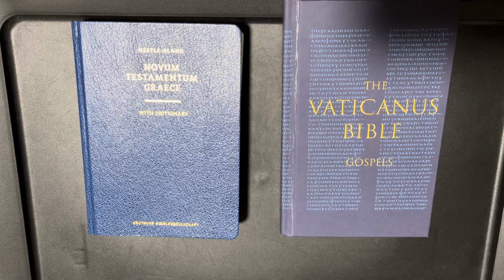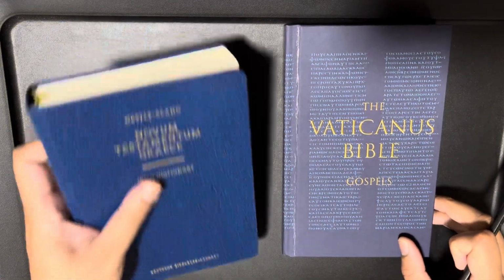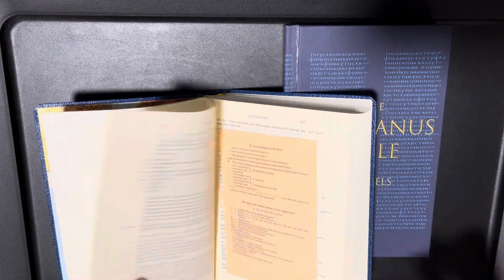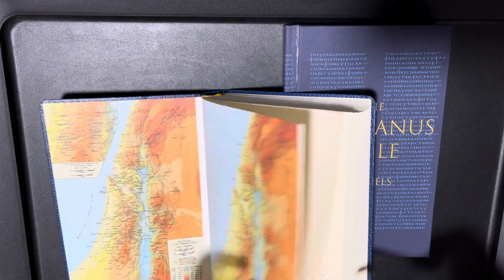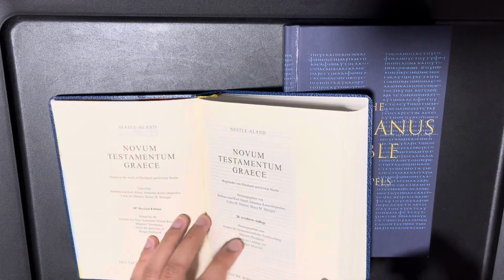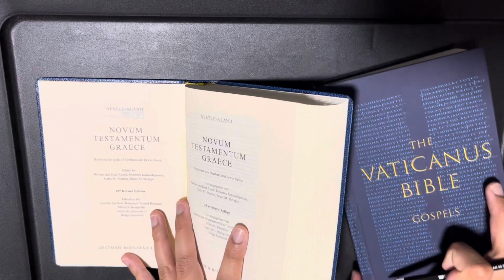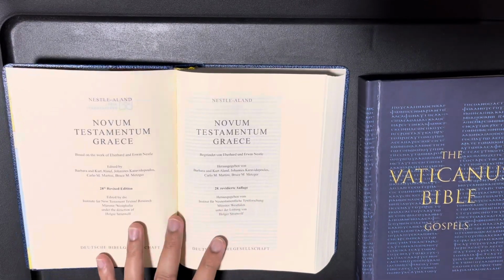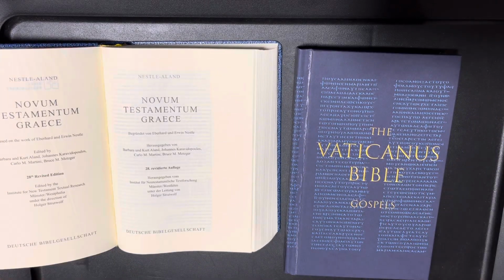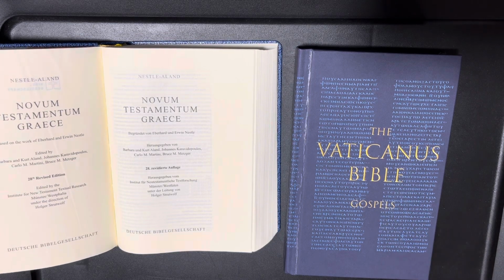In today's video I want to show you Codex Vaticanus, and here we have the Novum Testamentum Graece. This is the 28th edition of the Nestle-Aland text. This is the critical edition of the Greek New Testament, and here we have a facsimile of one of the best attested manuscripts of the Greek Testament, and this is the Codex Vaticanus Bible, and this is the Gospel.